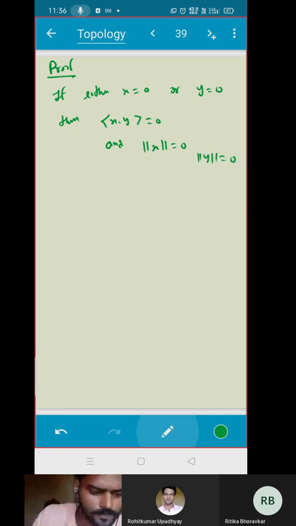Correct? Norm x or norm y is 0. This is always 0, but either one of them is 0. If my x is 0, y is non-zero, then something like that. Correct? Then the result is true.